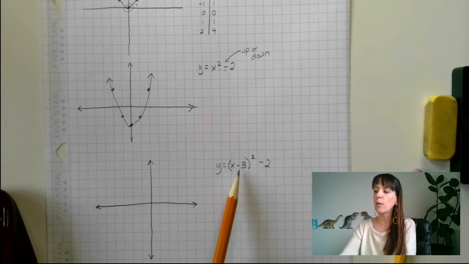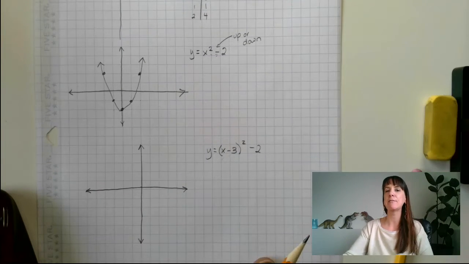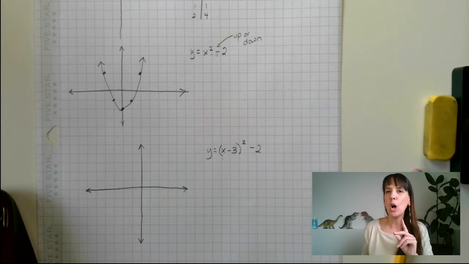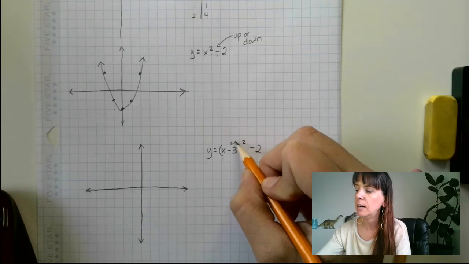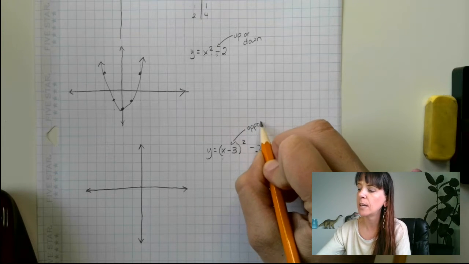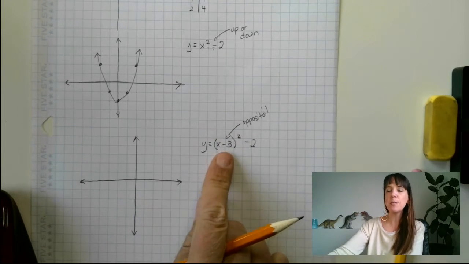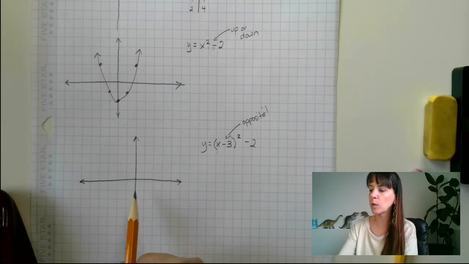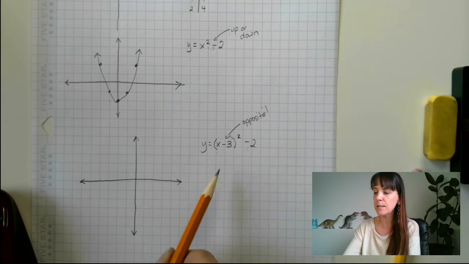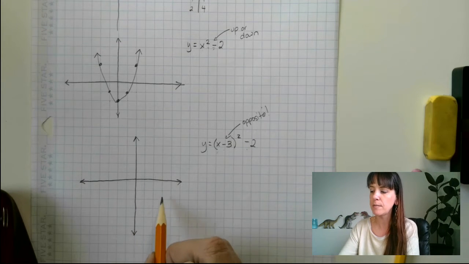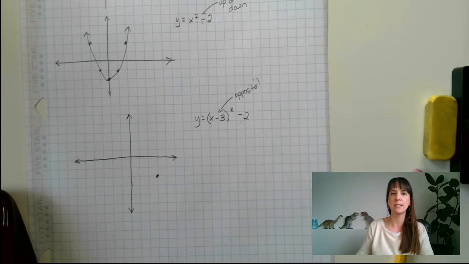Now, this thing in here is going to tell me left or right. Trick: it is always the opposite. So this is negative, which means we want to go in the positive direction 3. So we're going to go down 2 and in the positive direction 3. Bam, our vertex is right here.